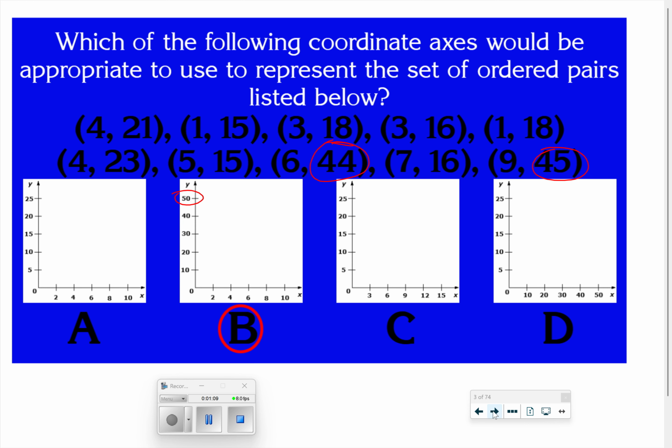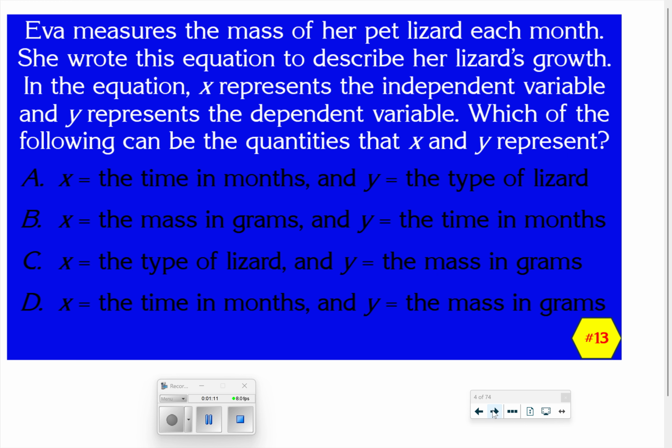All right, let's look at another question. Eva measures the mass of her pet lizard each month. She wrote this equation to describe her lizard's growth. In the equation, x represents the independent variable and y represents the dependent variable. Which of the following can be the quantities that x and y represent?